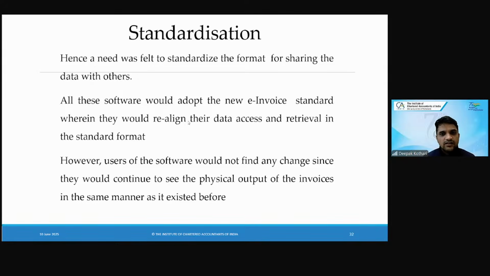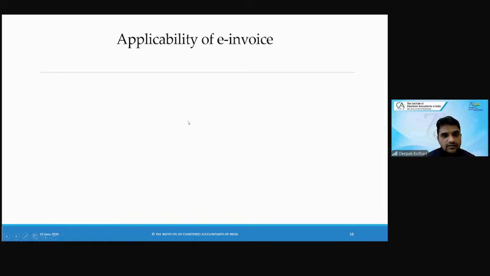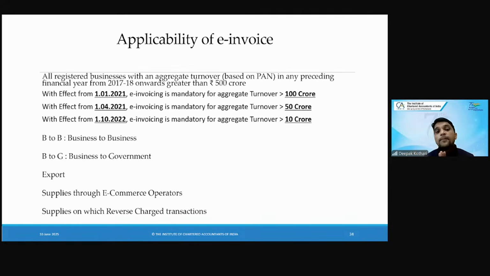This is again general information. Now the applicability. To whom is e-invoicing applicable? As we had discussed in the last session, it was 10 crores from 2022, but this has got amended. So now the present limit which is applicable for you is any person who has a turnover of more than 5 crores, he will have to generate an e-invoice.